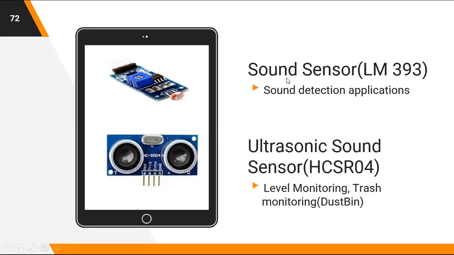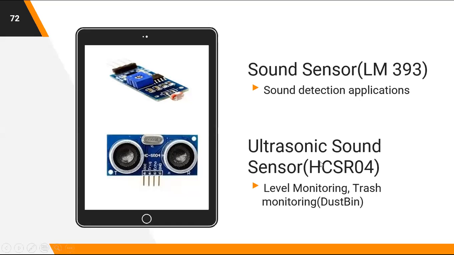Next kind of sensor is the sound sensor. We call this most frequently used LM393 series. This is used to detect a particular sound in a nearby application. Okay. So the next kind of sensor we use is the ultrasonic sound sensor. It comes under the series HC-SR04.